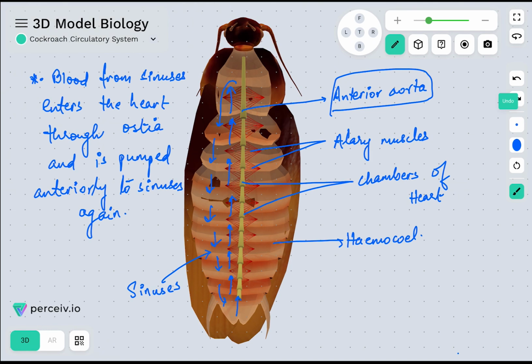All right, so this was all about the circulatory system of cockroach, in which we have seen that it is of open type, having no defined blood vessels. The blood is present in the sinuses, that is in the open spaces, and it is going to enter into the heart chambers from these sinuses through ostia, go in the upward direction towards the anterior aorta, and then come back to the sinuses again. So that's how the flow of blood takes place.